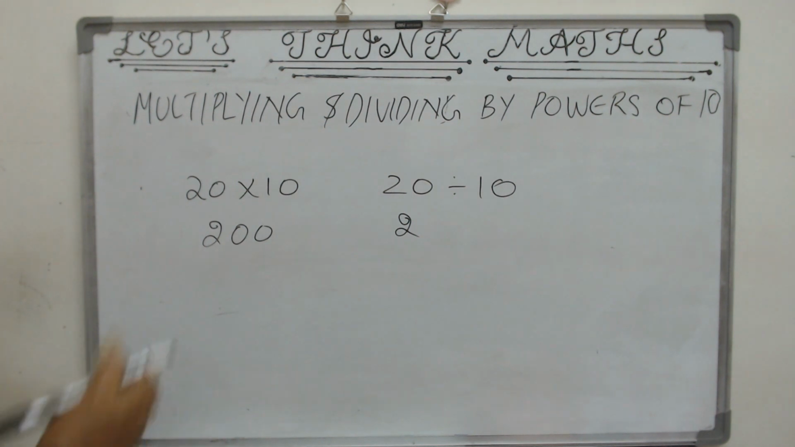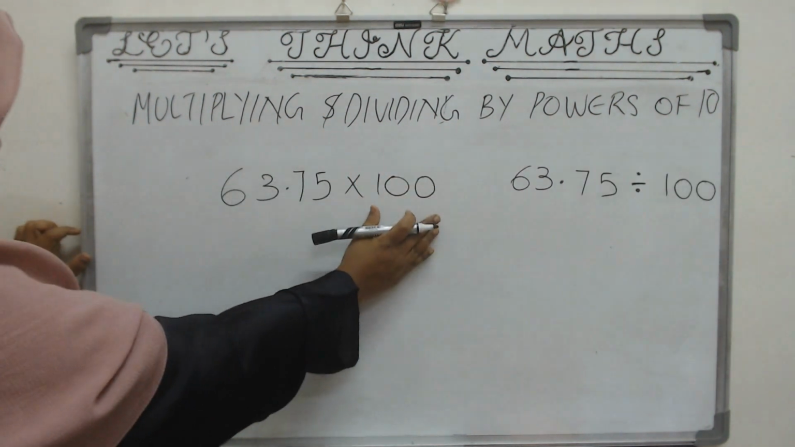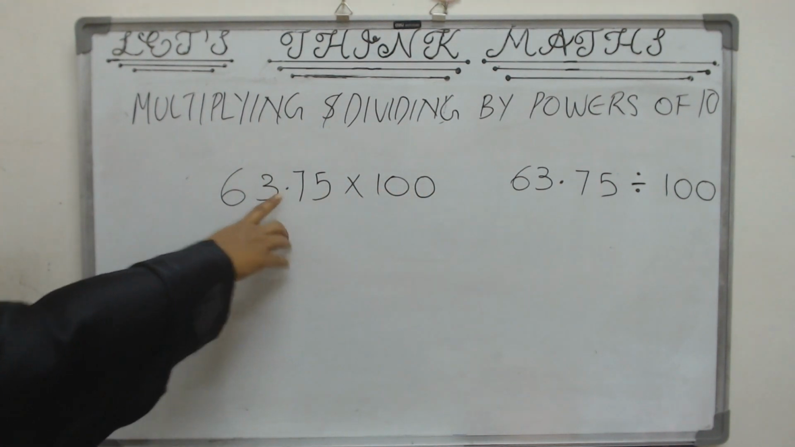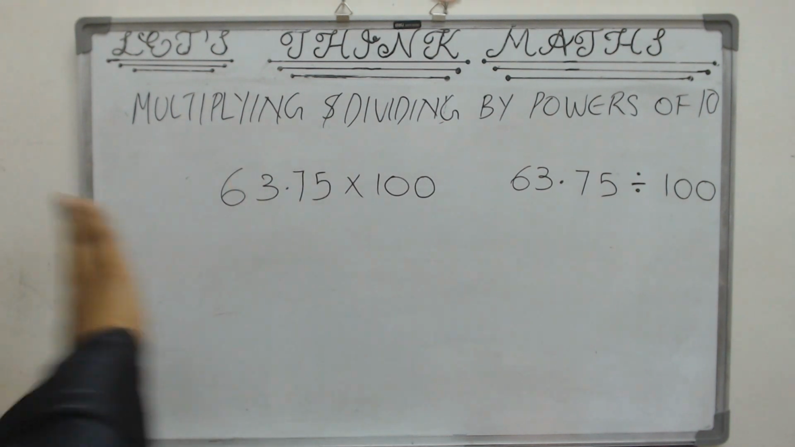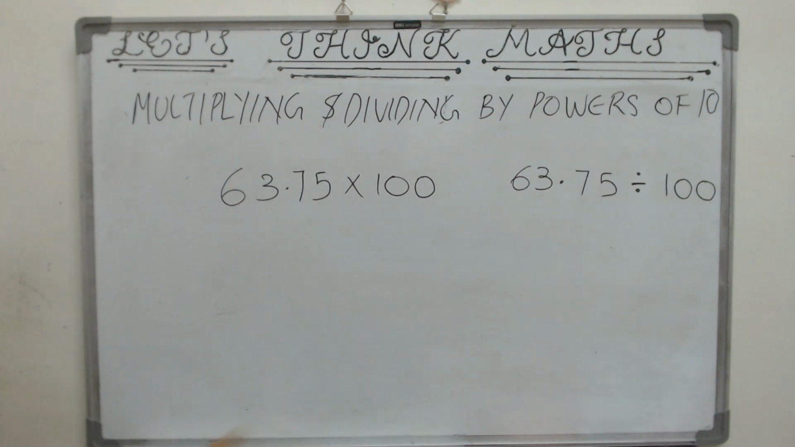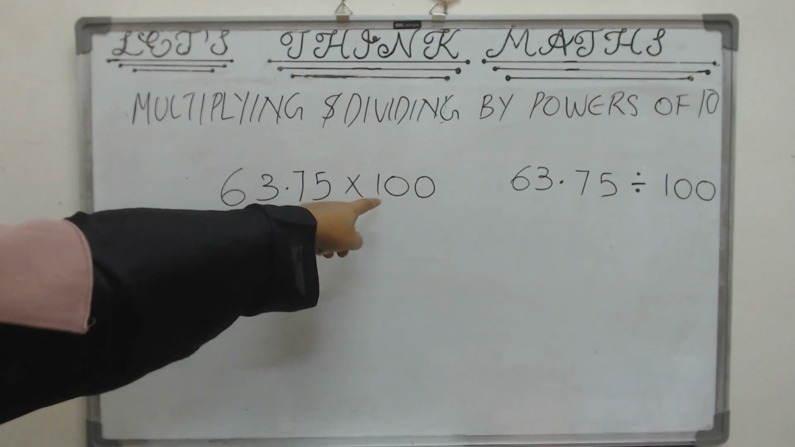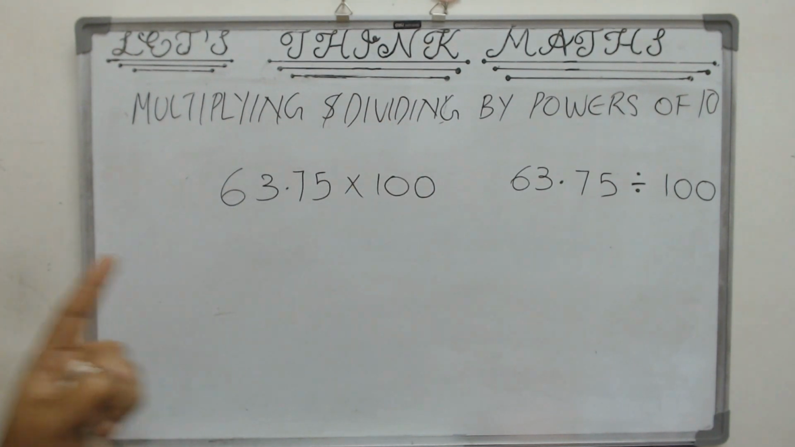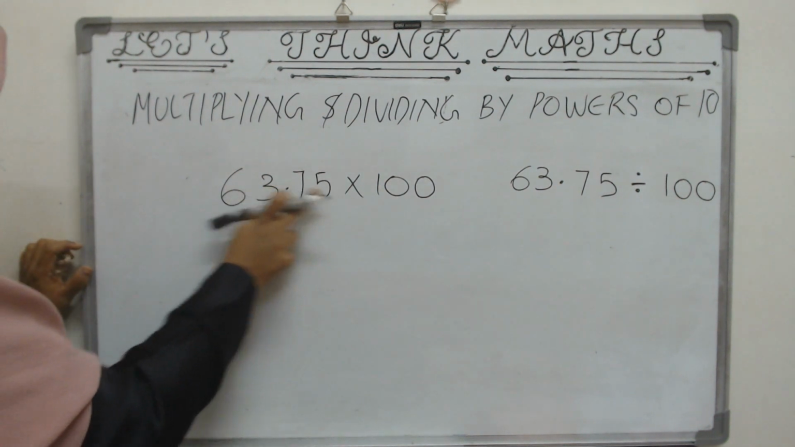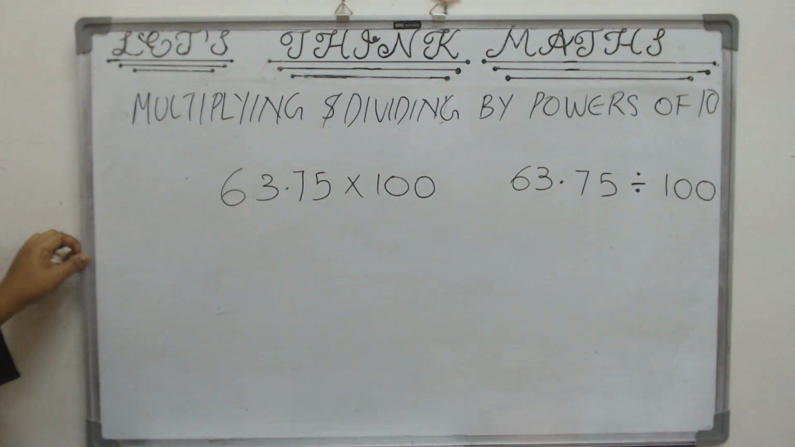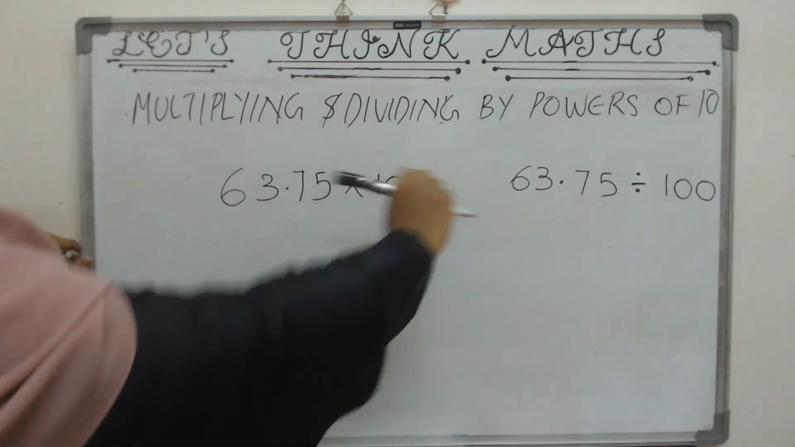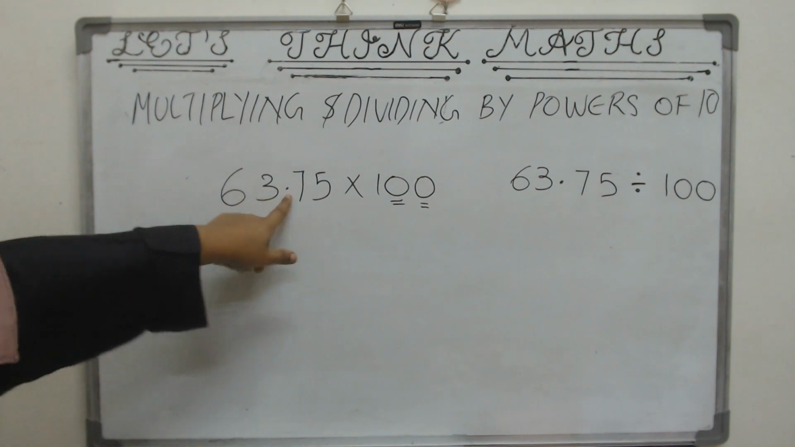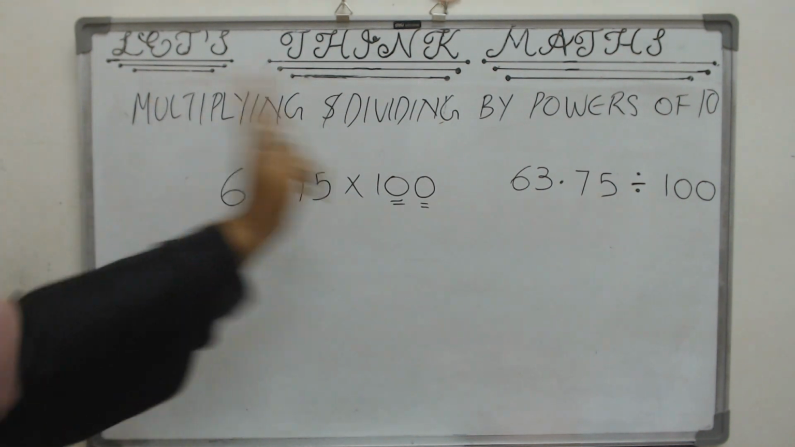So more or less it is the same thing with the decimals also. Let us see how it works. When you multiply with 100, all you have to do is move the decimal point 2 places ahead, 2 places forward. Why 2 places forward? Because 100 has 2 zeros. If you are multiplying it with 10, just move the decimal point 1 place forward. If you are multiplying it with 1000, 3 places forward. Depending on the number of zeros here, move the decimal point that much forward.